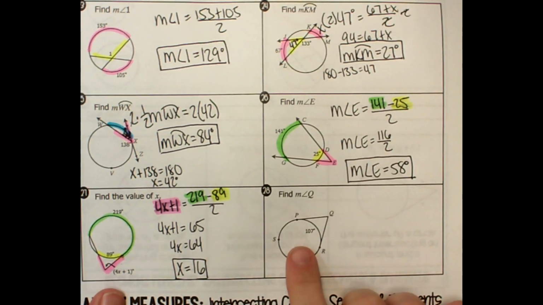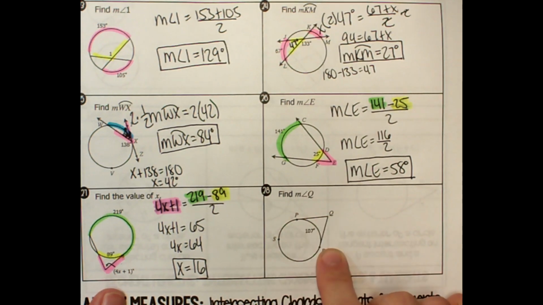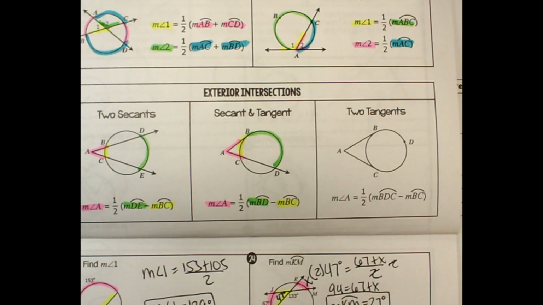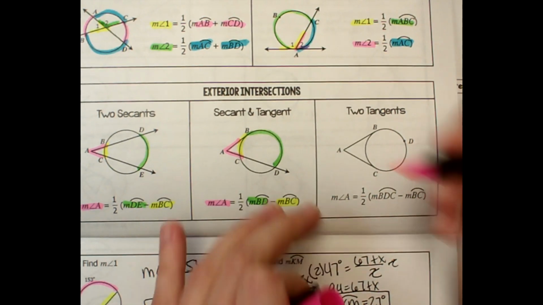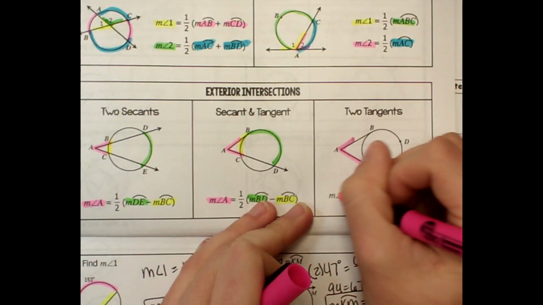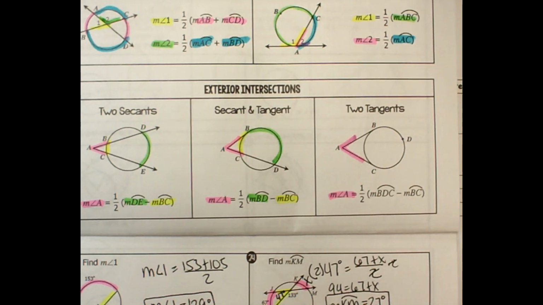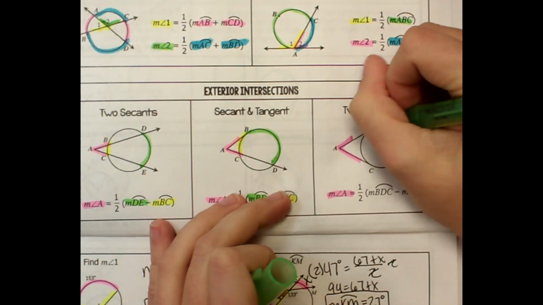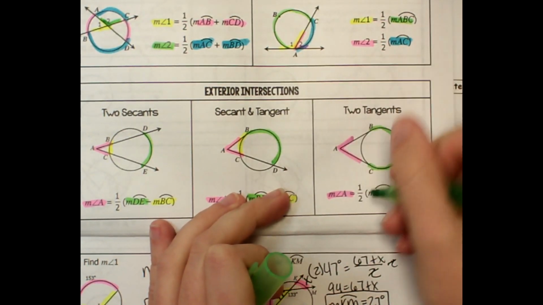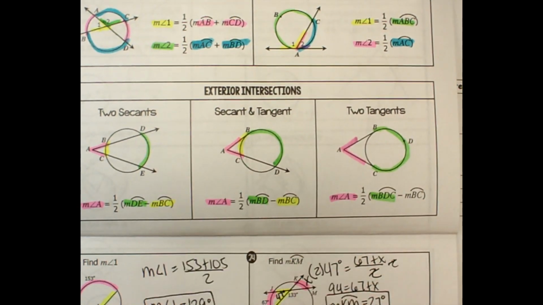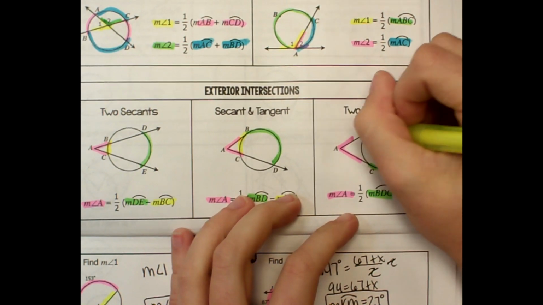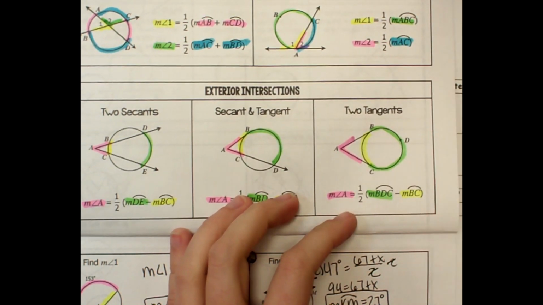Looking at the last one. Well, now it looks like I have two tangents. So let's look at our equation. When you have two tangents, it tells us that the measure of the angle is still equal to the big arc, BDC, although now it is a big arc, minus the little arc, BC.